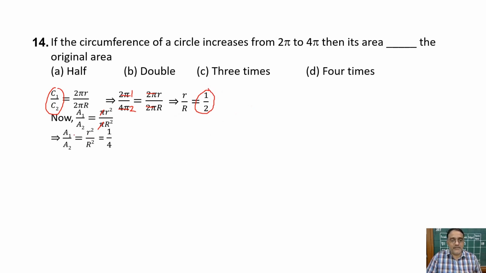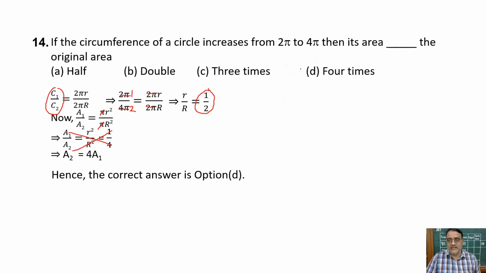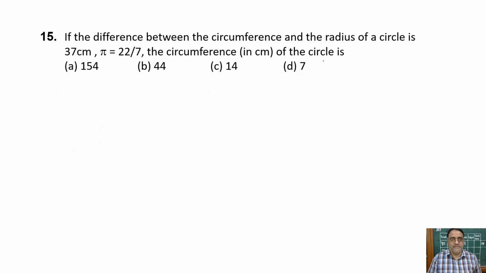उसके बाद cross multiplication करेंगे. So A2 we will get 4 into A1. So that means the area becomes 4 times the original area. So correct option is D. This is clear? Yes, sir. Okay. Now we are moving toward question number 15.